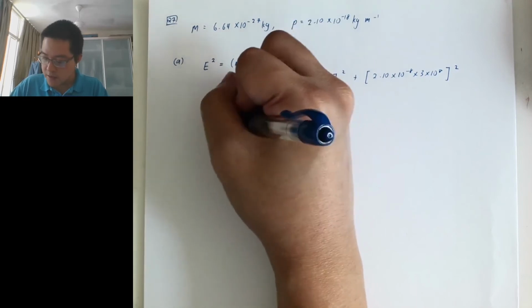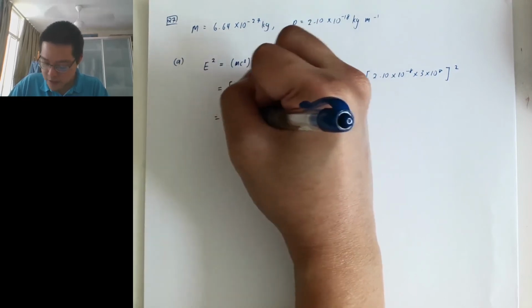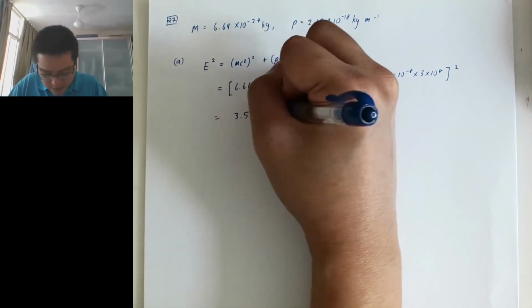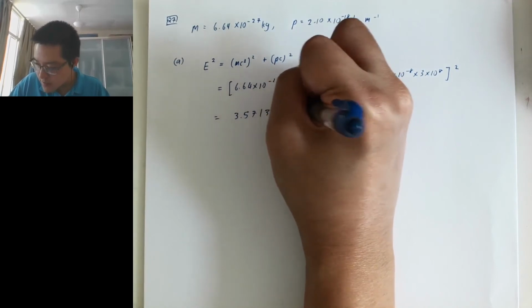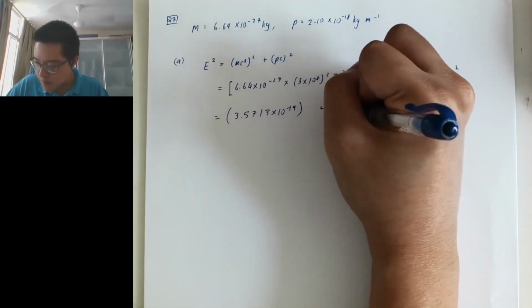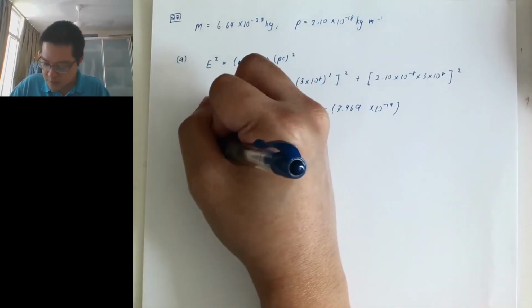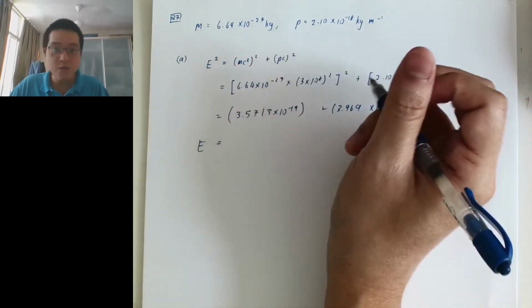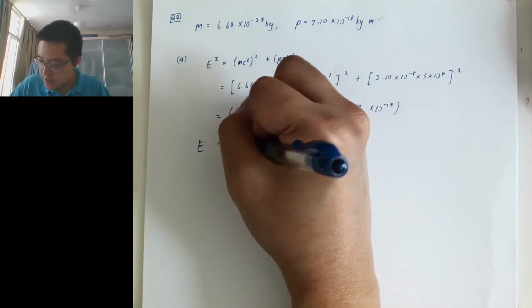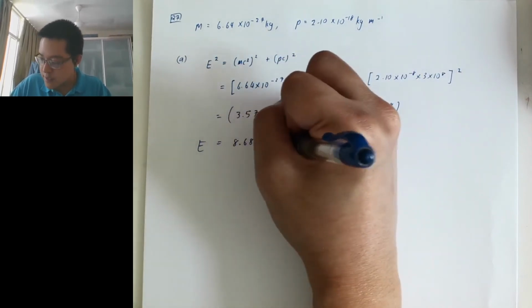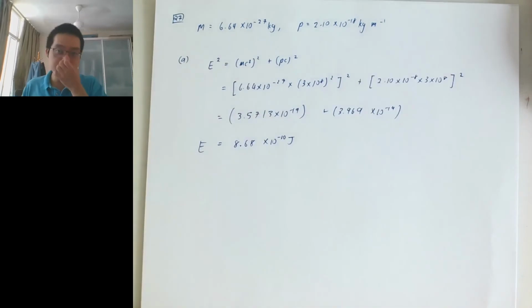So at the end of the day, you're going to get 3.5713 times 10 to the minus 19 minus 3.969 times 10 to the minus 19. Once you add the two numbers up and you take the square root, the final answer is 8.68 times 10 to the minus 10 joules. So the energy is very low. Is it correct? Yeah, these are very low.